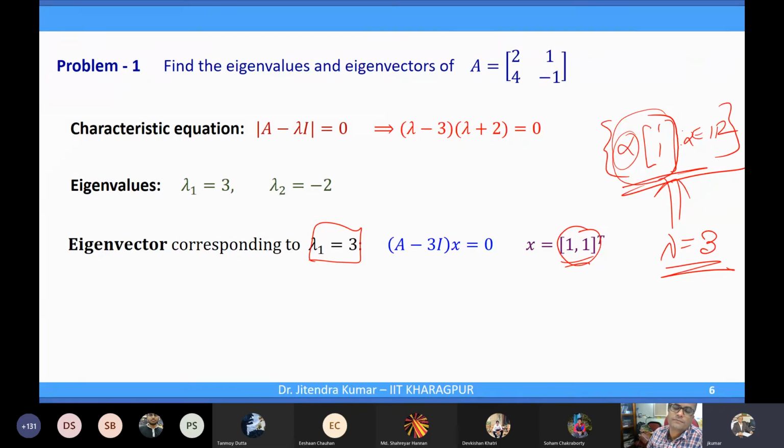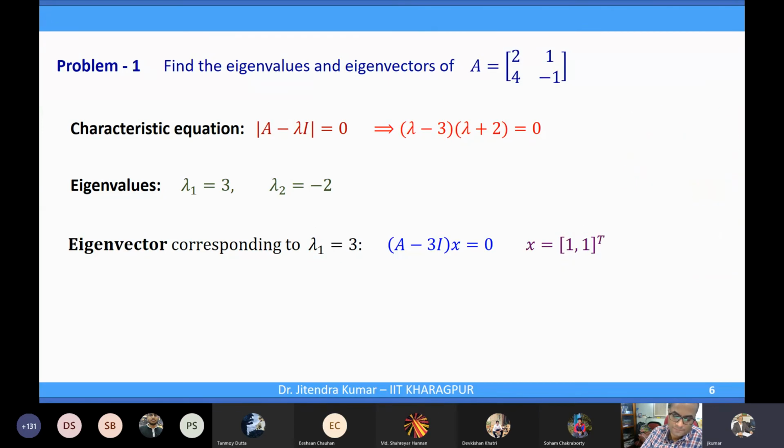Any doubt? What is the dimension of the eigenspace here? Sir, 1. Yeah, one. The dimension is 1 and the basis is 1, 1, or whatever. You can also say the basis is 2, 2. Anything. So there is only one element in the basis, and any other element can be generated out of that generator. Clear?